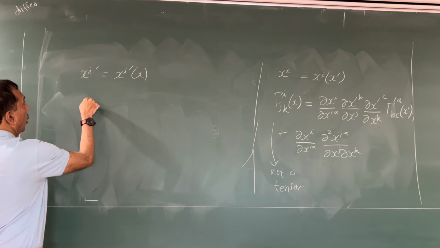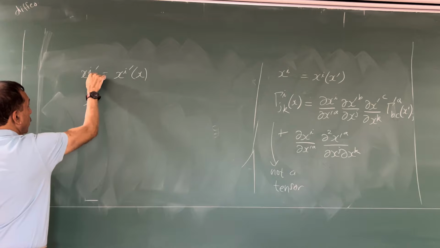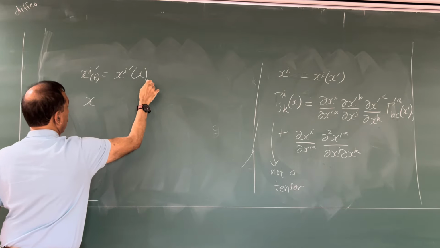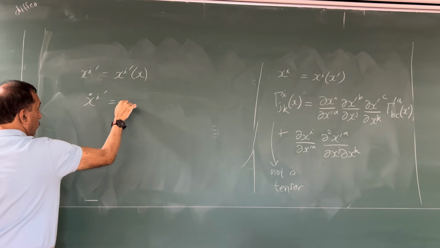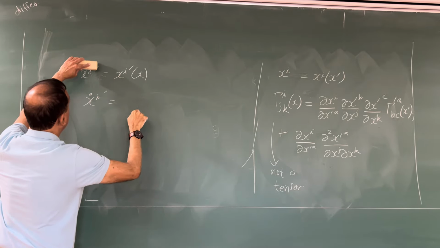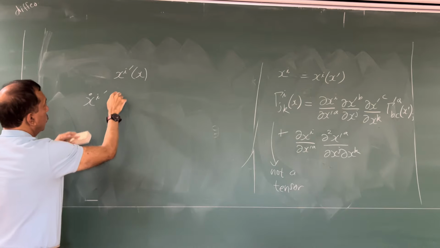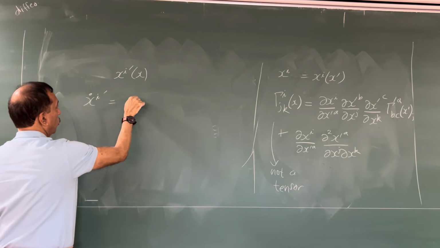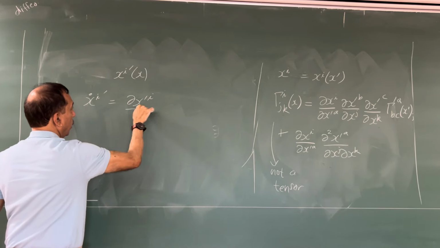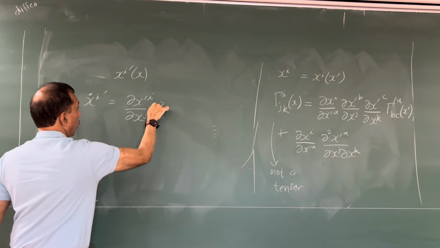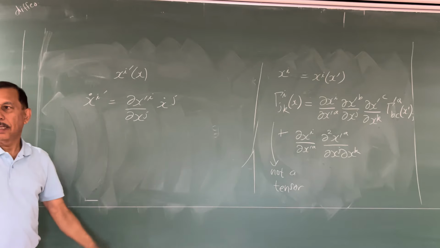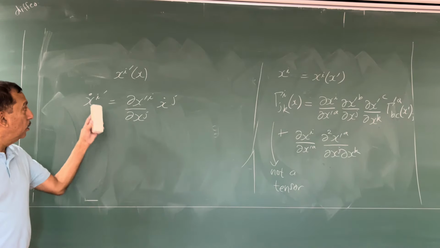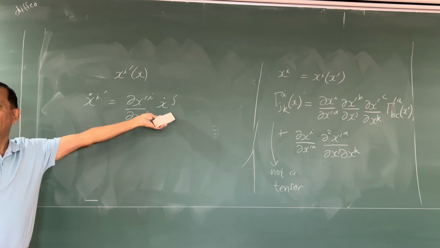Now, supposing this was a function of some parameter t, I won't write it here, then x dot i is equal to del x prime i by del x j times x dot j. This is the proof that this thing is transforming as a vector. This is exactly the rule for transformation of what kind of vector? Contravariant.